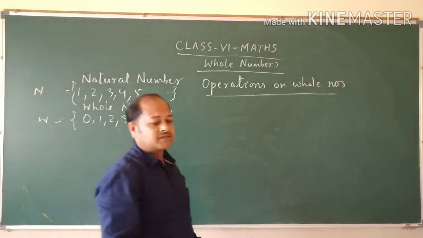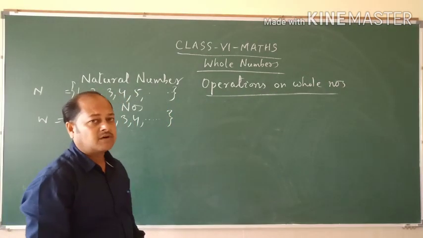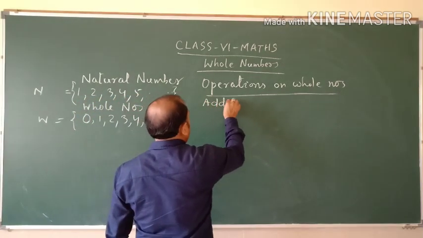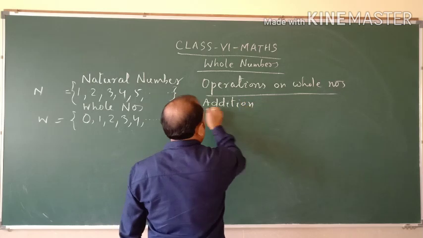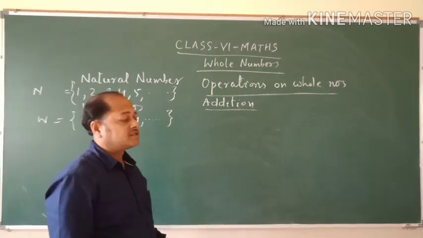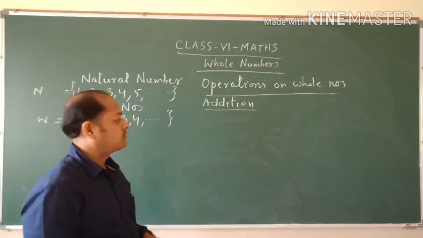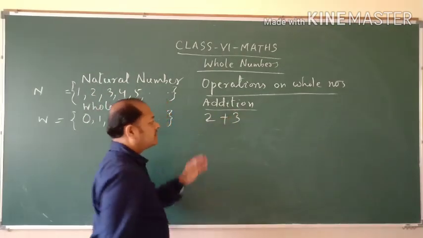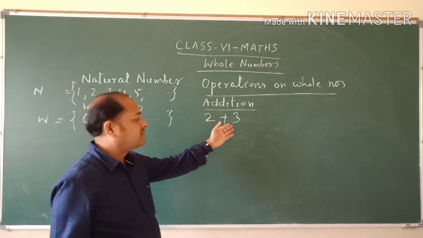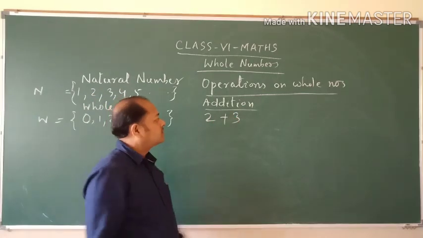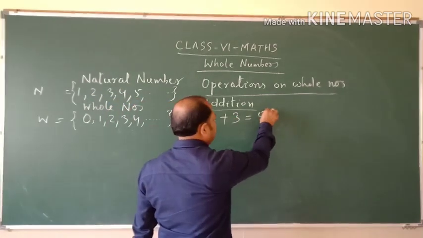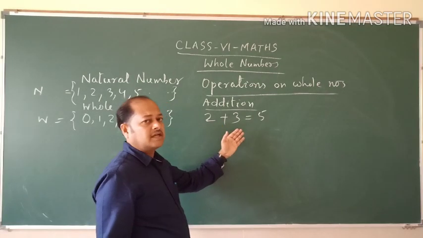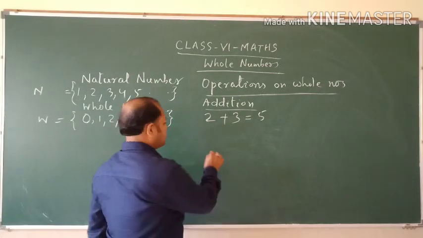So what are the operations on whole numbers? The first operation is the addition operation. Let's discuss what it is. Suppose 2 plus 3. Here 2 is a whole number and 3 is also a whole number. So the answer will be 5. Let's represent this addition, 2 plus 3 equal to 5, on the number line.